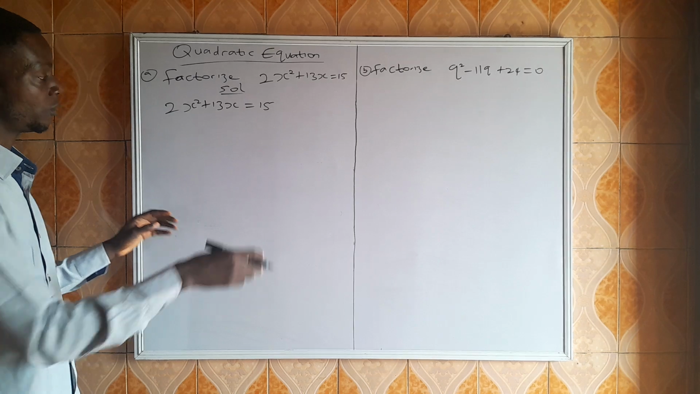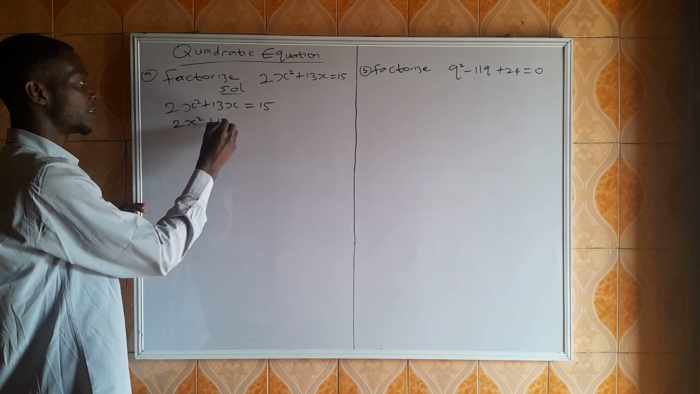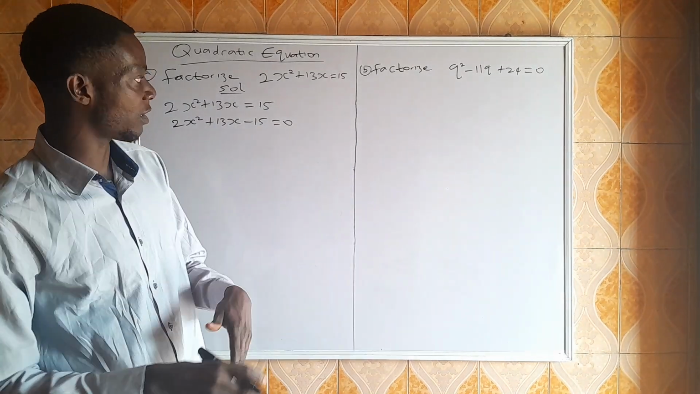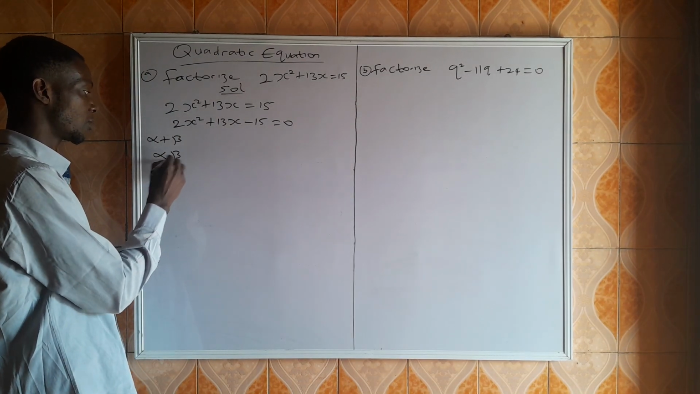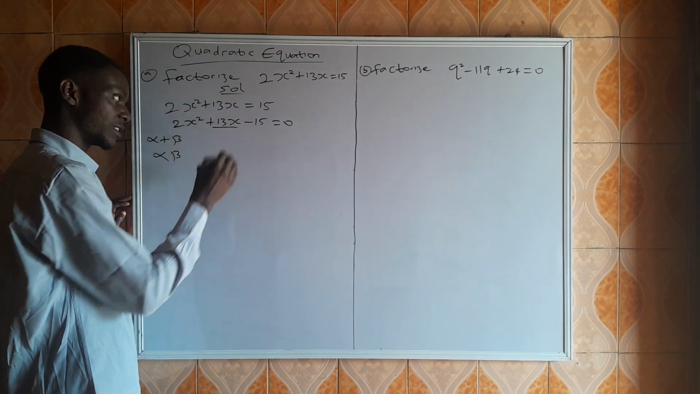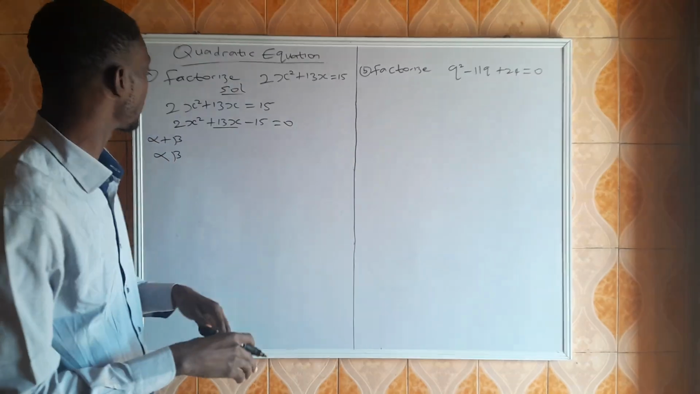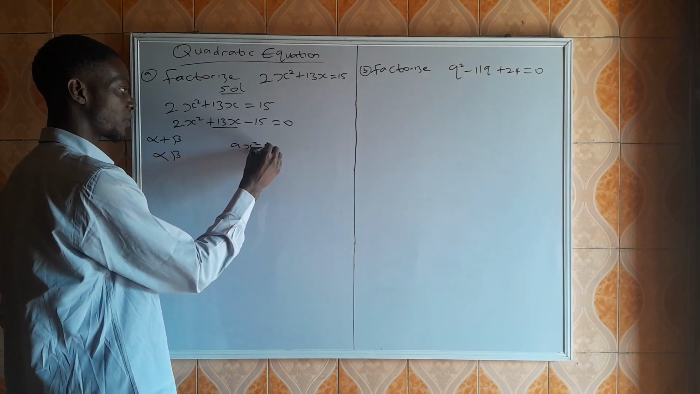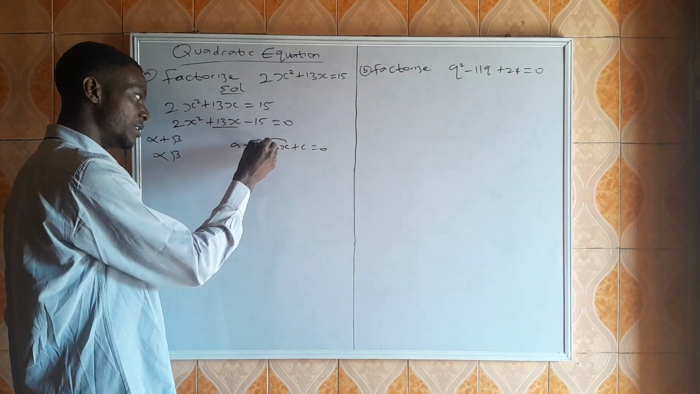The first thing you need to do is to bring this 15 back to this side. So you have 2s squared plus 13s minus 15 equal to 0. I remember from our previous class, we talked about the sum of roots and also the product of roots. But there's a twist to this. Remember the general equation is as squared plus bs plus c equals 0.